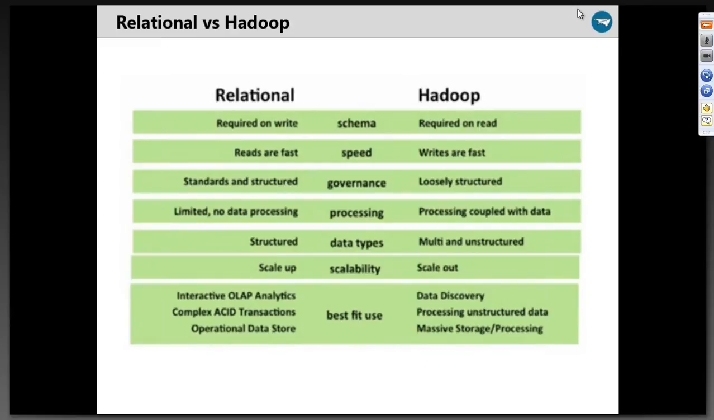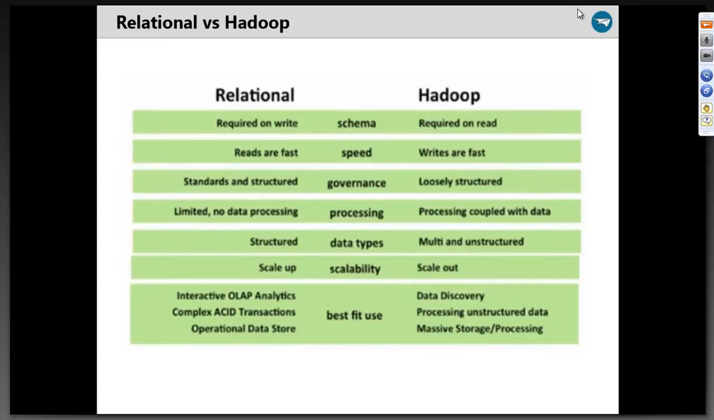Speed: in relational data, reads are fast, but we always pay a write cost when we make reads fast, and Hadoop writes are fast. Governance: relational data has a lot of standards and structure to it, and if we violate that structure, people get angry. Hadoop is very loosely structured. Processing: relational is limited to maybe even no data processing. Hadoop has processing coupled with the data. We saw that on the job tracker slide, right, where MapReduce was dividing up the jobs to the task managers that were on the nodes that had the data, so they didn't have to move data over the network and saturate the network. Hadoop's good for unstructured data, like we've talked about a couple times already.